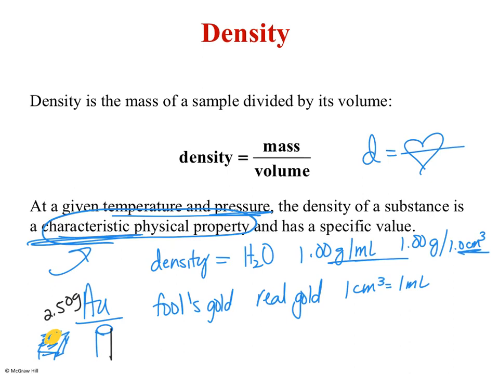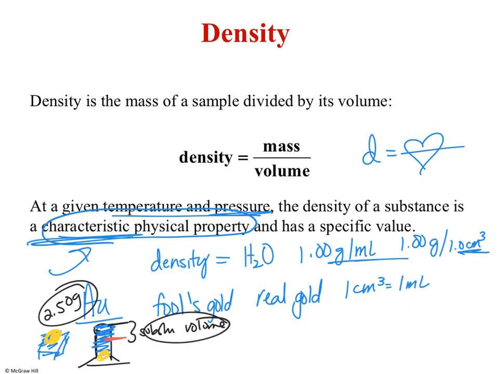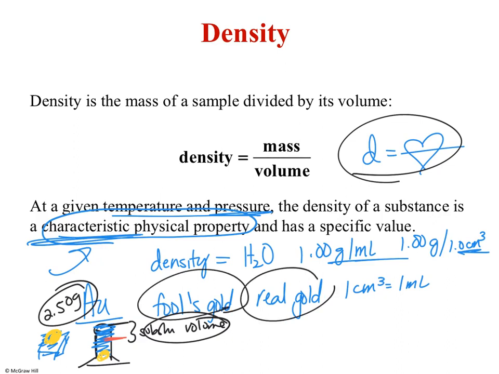Okay, so here's your gold nugget, and you get a mass, you know, like 2.50 grams. And then you'd put it in the graduated cylinder, and you do the water displacement. So you figure out what the water is before, you put your gold nugget in there, the water rises, okay, you take another reading, you subtract these numbers, and that's going to give you a volume. And then you can take the grams that you measured divided by the volume, that's going to give you your density. And that would determine whether you had fool's gold or real gold, because that's characteristic of gold.